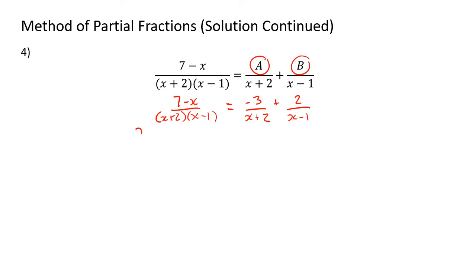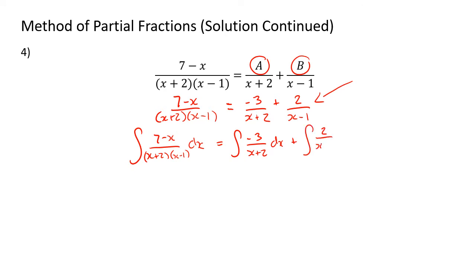Remember, we had the integral of 7 minus x divided by x plus 2 and x minus 1. That instead can be written as integrals of these partial fractions. So we have the integral of negative 3 over x plus 2 plus the integral of 2 over x minus 1. Remember, for integrals and derivatives, if they're added or subtracted together like this, you can treat them as separate integrals. Remember when we had terms like x squared plus 2x, you took the integral of each of these pieces separately.